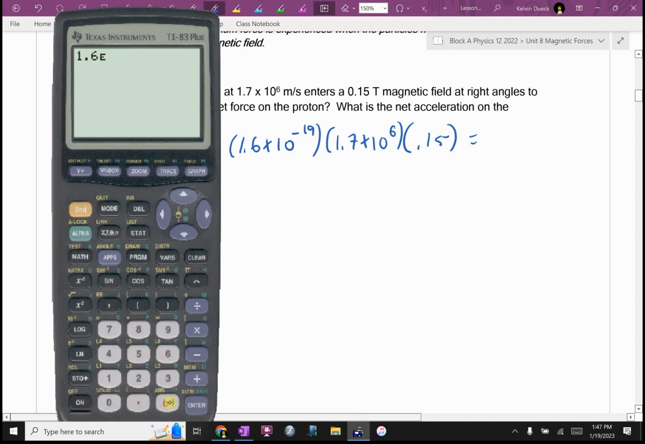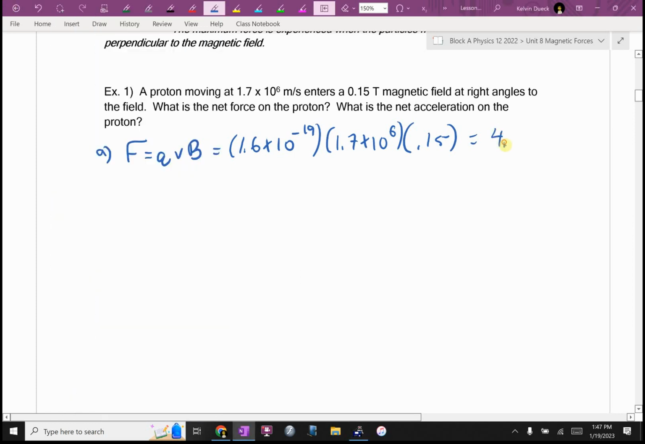1.6 times 10 to the negative 19 times 1.7 times 10 to the 6 times 0.15. I get 4.08 times 10 to the negative 14 newtons of force. Double check me. Same thing? Which on the proton scale is a massive force.